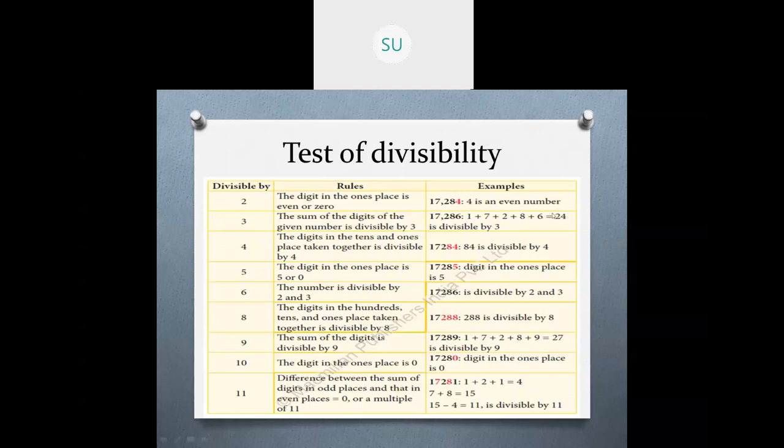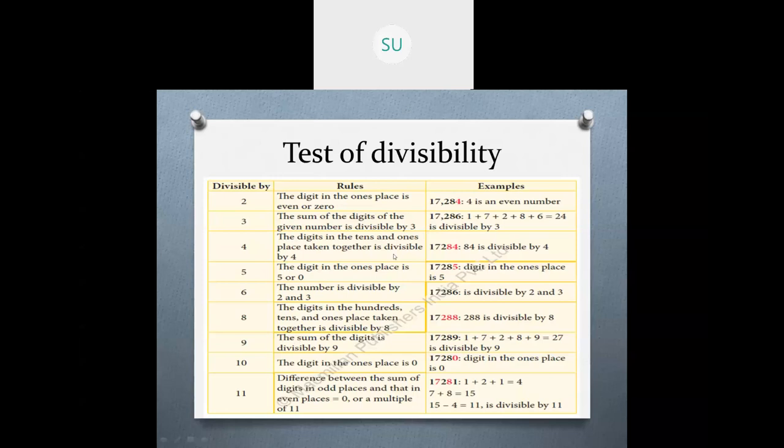Now we know that 3 8s are 24. So 24 is divisible by 3. That means 17,286 is also divisible by 3. So these are the first two divisibility rules for 2 and 3. Okay, then the divisibility rule for 4.